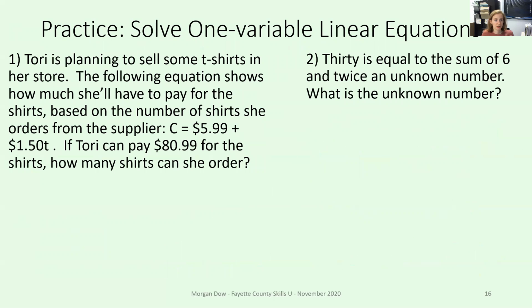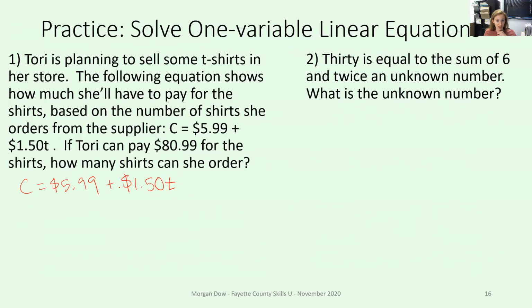Okay, let's do some practice before we wrap things up. So number 1, Tori is planning to sell some t-shirts in her store. The following equation shows how much she'll have to pay for the shirts based on the number of shirts she orders from the supplier. So we have C equals $5.99 plus $1.50 T. If Tori can pay $80.99 for the shirts, how many shirts can she order?